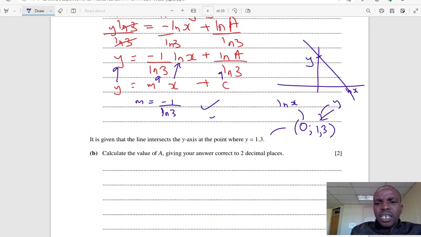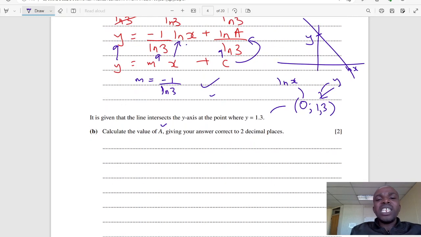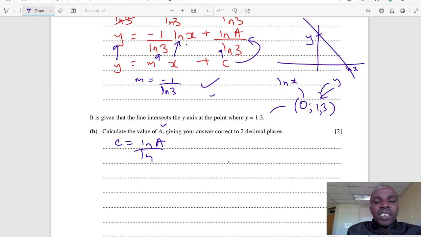Right, there are two things you can do. Either you substitute, where there's ln x you put 0, and where there's y you put 1.3, then you can find the value of ln a, or a actually in this case. Or ln a over ln 3 represents the c, which is the point where the graph intersects the y-axis. So you can just use that one, it's actually easier and simpler. You can just say the y-intercept c is equal to ln a over ln 3. So the y-intercept will be 1.3.